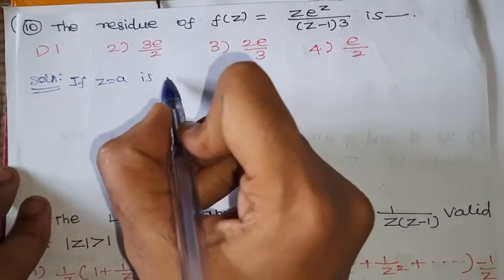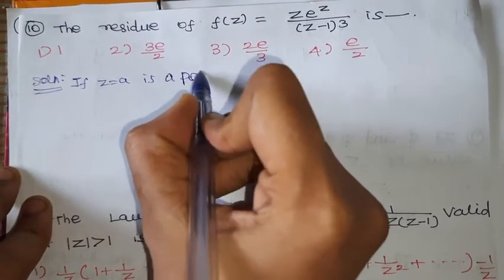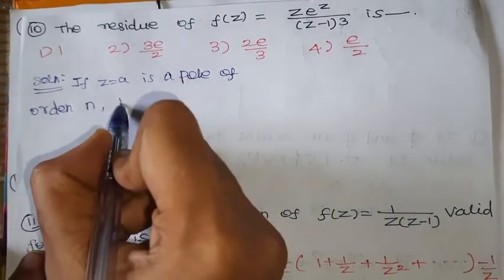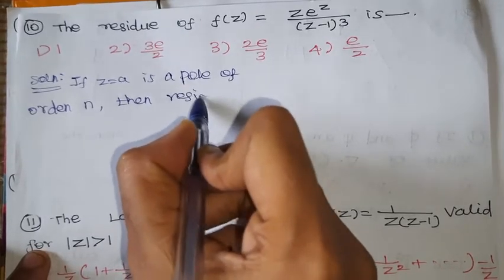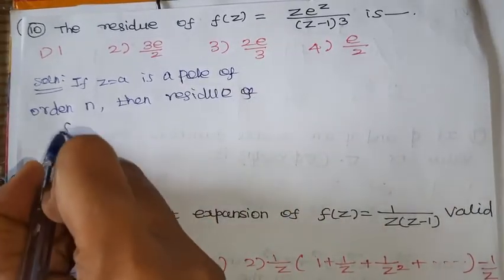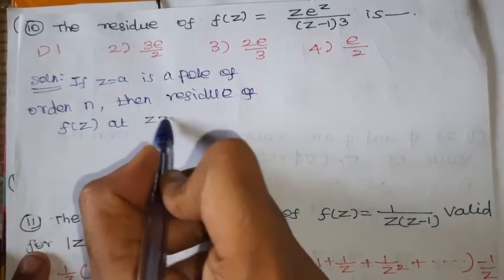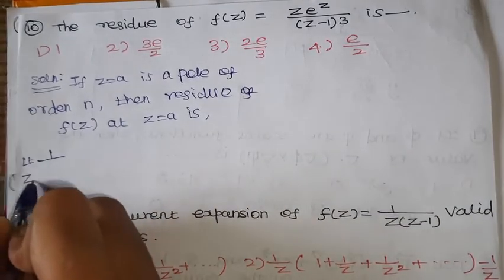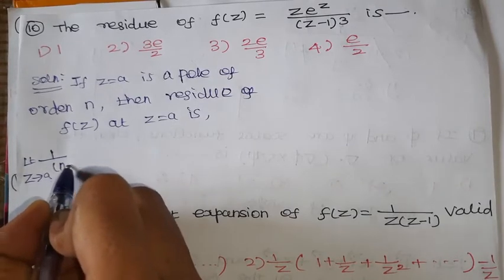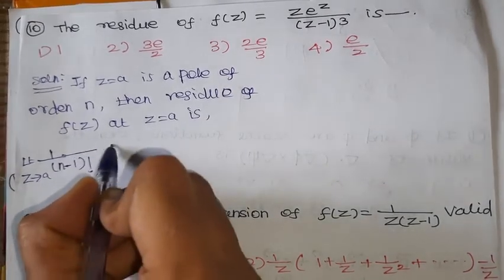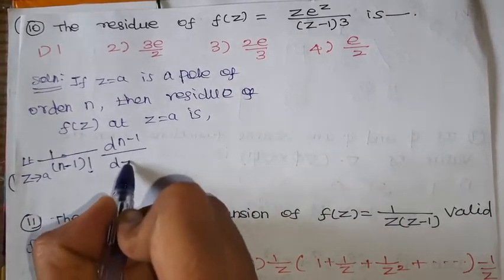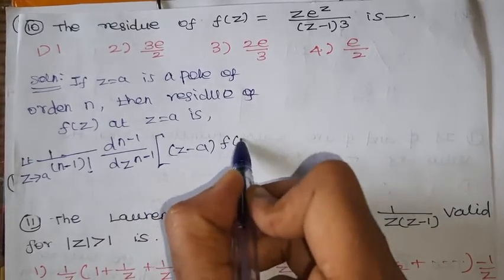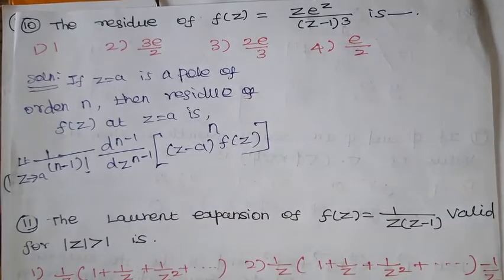If z equal to a is a pole of order n, then the residue of f of z at z is equal to a is the limit as z tends to a of 1 by (n minus 1) factorial into d power n minus 1 divided by dz power n minus 1 of (z minus a) the whole power n into f of z.